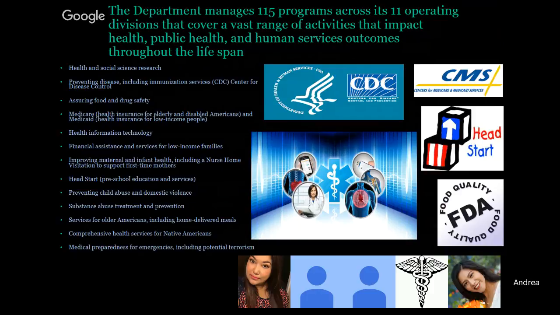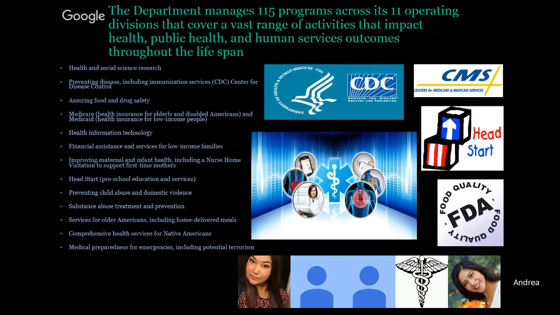They're also ensuring food and drug safety, that's with the FDA, and the assurances that are Medicare, which is health insurance for elderly and disabled Americans, and Medicaid, which is health insurance for low-income people. They're really big with health information technology, and they're always providing better ways to improve that. They're the ones that started having your medical records in a computer and being able to access it digitally versus paper like it used to be.